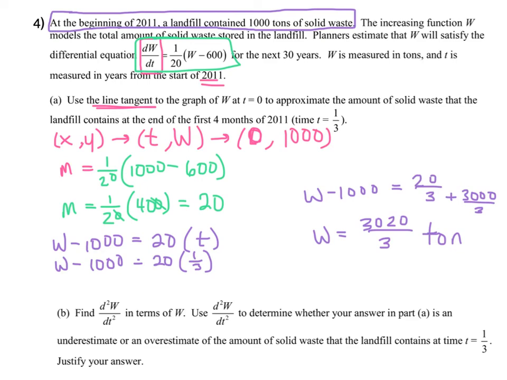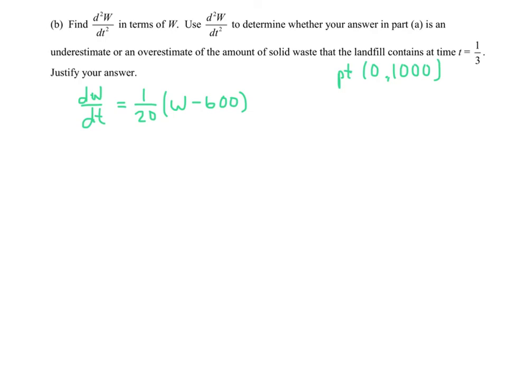Part B of this question says find the second derivative, basically d2w over dt squared, in terms of w. Use that to determine whether the answer in part A is an underestimate or an overestimate for the amount of solid waste that the landfill contains at time t equals 1/3. So we're finding the second derivative, and whether that second derivative is positive or negative at that point is going to communicate to us about the concavity, which is going to tell us the under or overestimate.